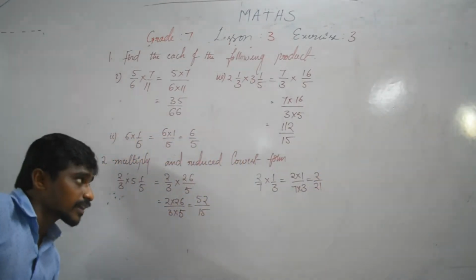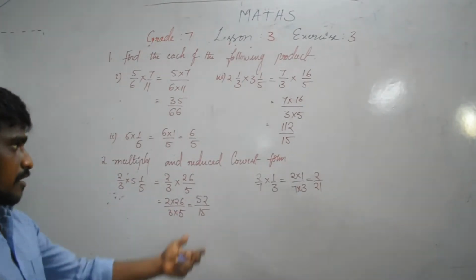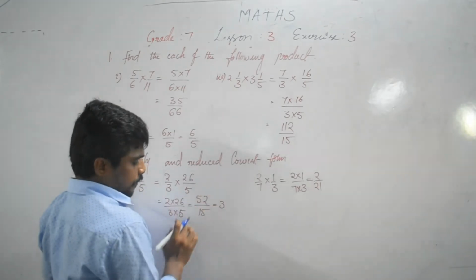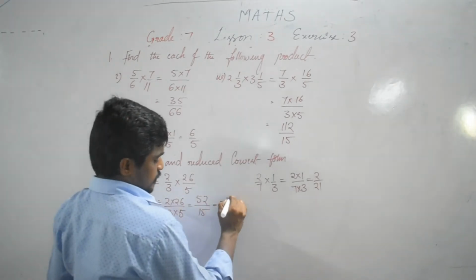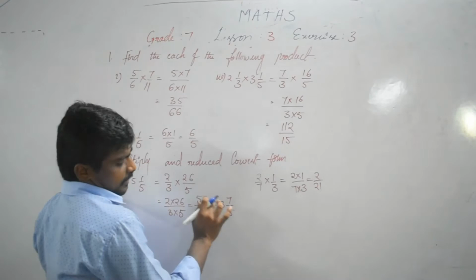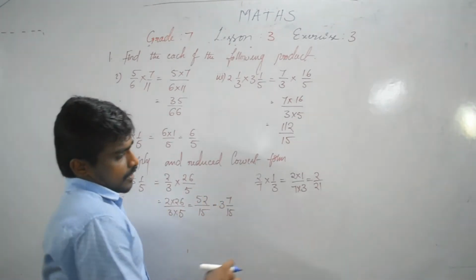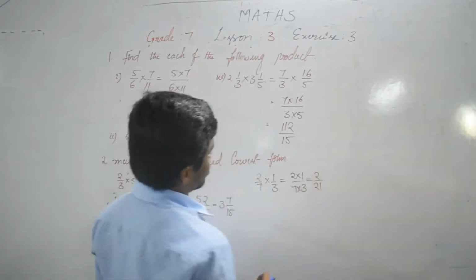So this one we are converting into a mixed fraction. 15 3s are 45, plus 7, 52. So 7 by 50.